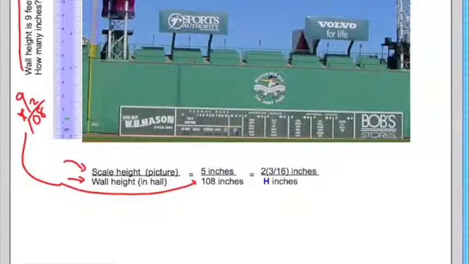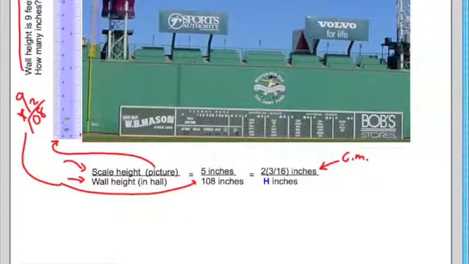So we have to measure out the scale height of the picture. To do that, we come over here. We start at 0 right here. We measure up to the top, and we get 5. So 5 feet. So we have 5 inches. So 5 inches over 108 inches. That's our scale.